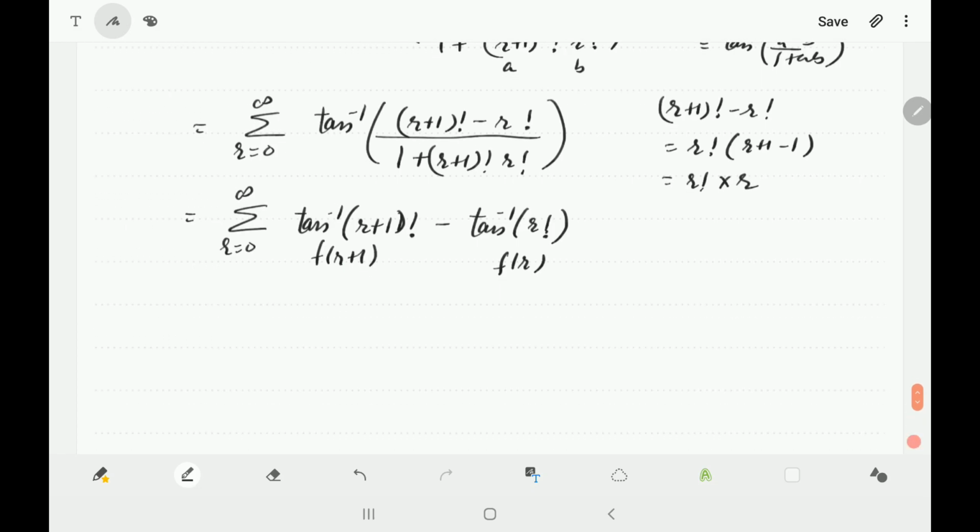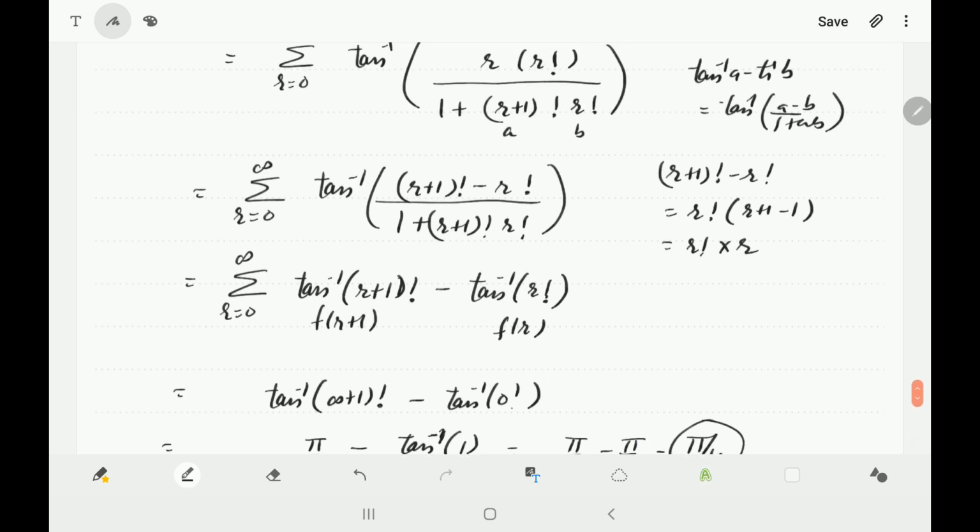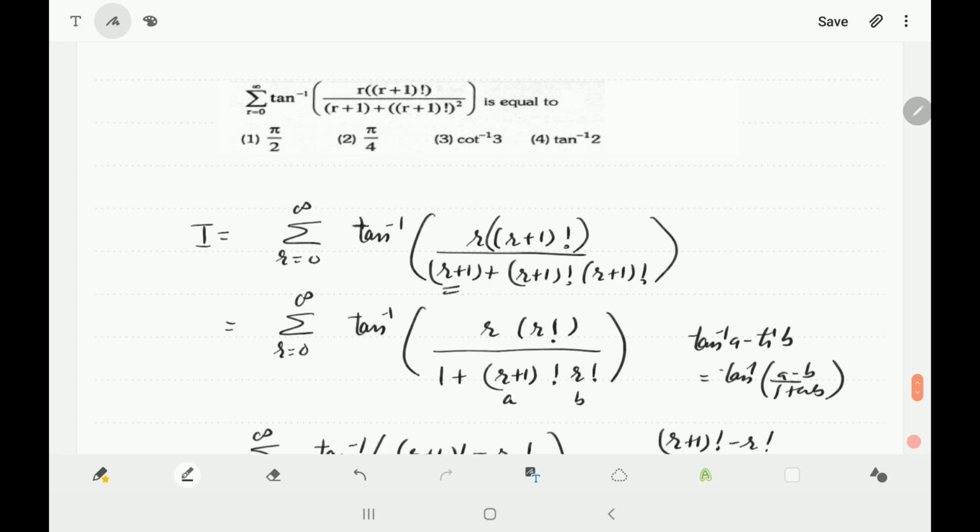Now we have to put in values. It will be tan inverse of infinity plus 1 factorial, minus tan inverse of 0 factorial. You might know that infinity factorial gives infinity only, so tan inverse of infinity tends to pi by 2. Tan inverse of 0 factorial gives tan inverse 1, because 0 factorial is 1. So we will have pi by 2 minus pi by 4, so this value will be equal to pi by 4. So the answer for this problem is option B. I hope it is clear.